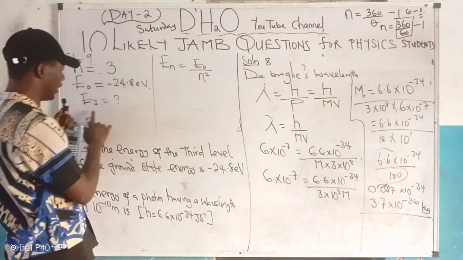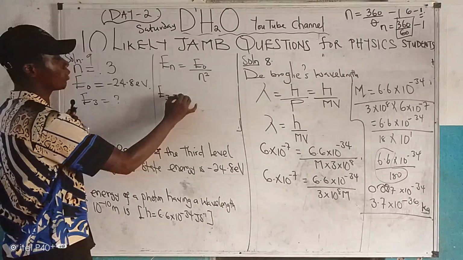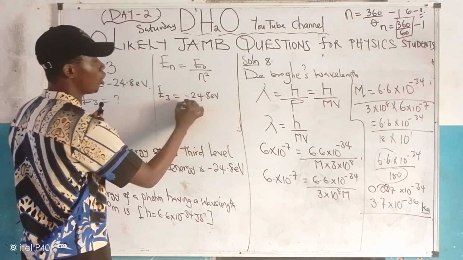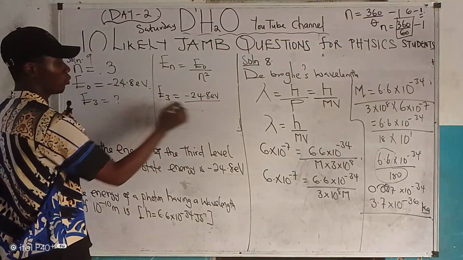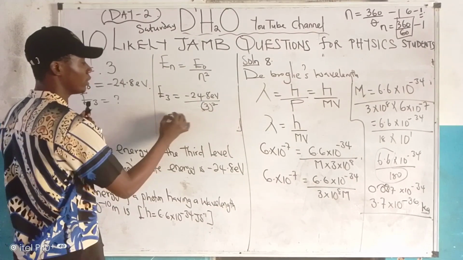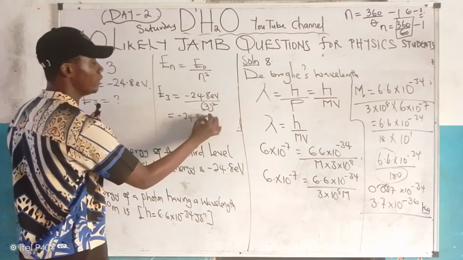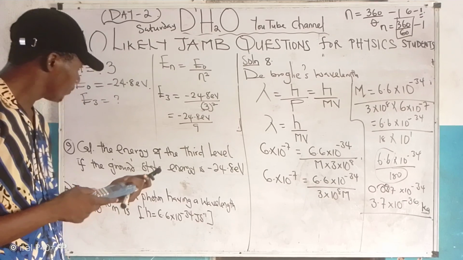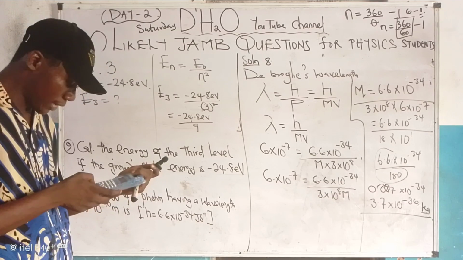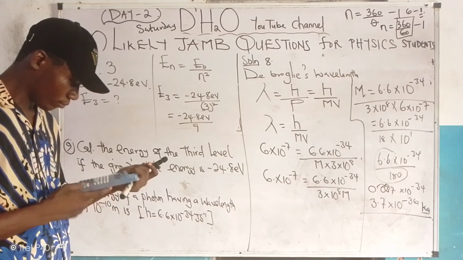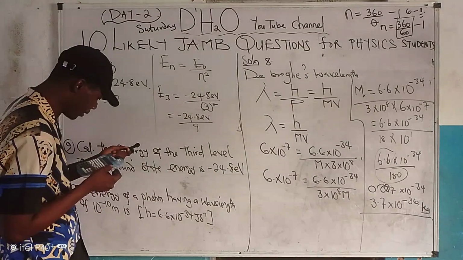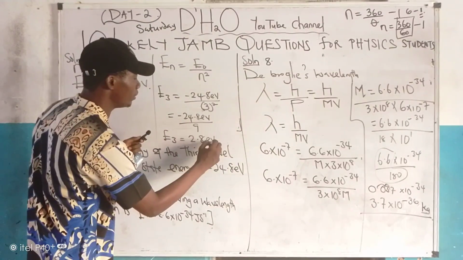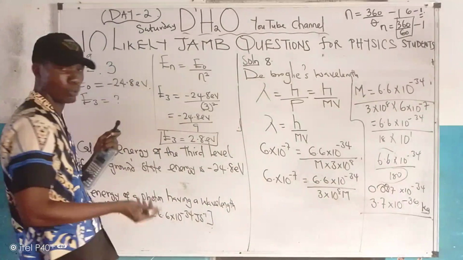So for level 3, you have E3 equals the ground state. What's the ground state? Minus 24.8 eV, all over the number, which is 3 squared. So that will give us minus 24.8 eV over 9. Let's quickly divide this with our calculator. 24.8 divided by 9 is 2.8. So the energy of the third level is minus 2.8 eV. This is the answer to your question.